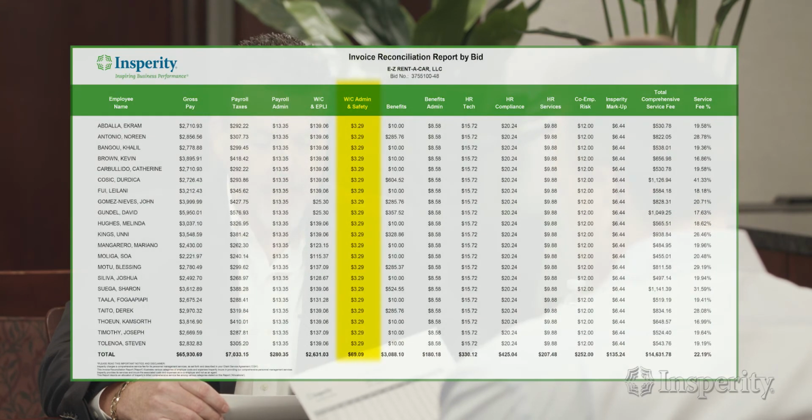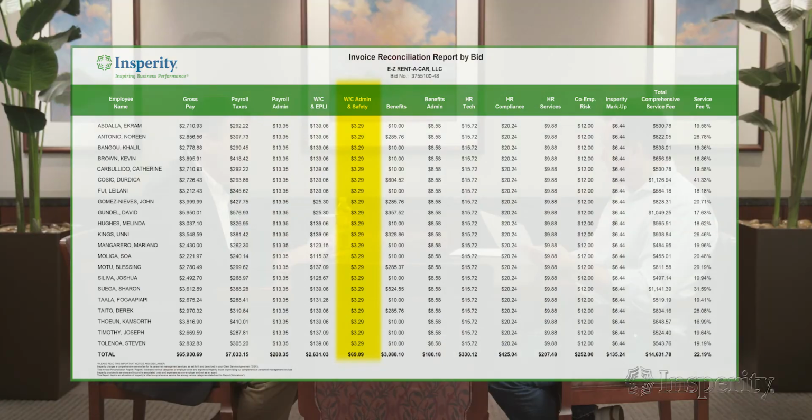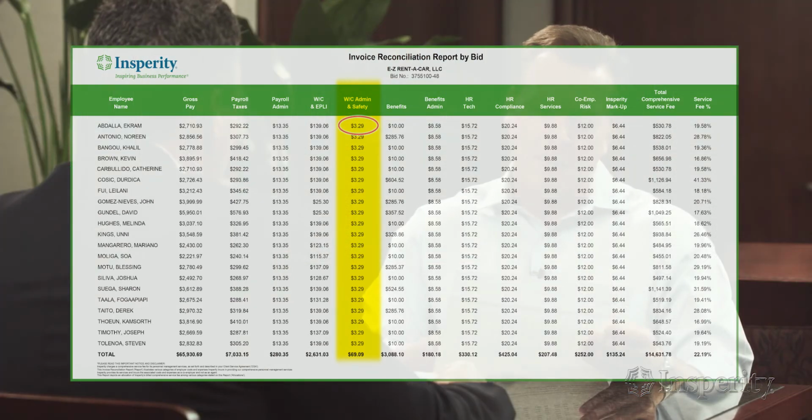Okay. The next area that we're going to talk about is the administration portion for that workers' compensation type of services that we provide. So workers' compensation, admin, and safety, that cost is about $3.29 per employee per payroll. Huh. Now safety, no one here at the company has told me that Insperity provides safety services. So what exactly are we paying for there?